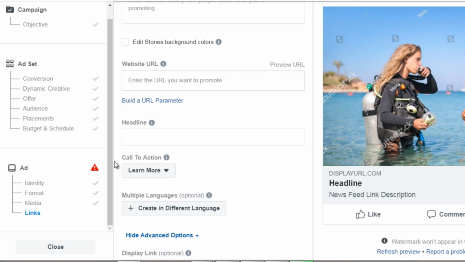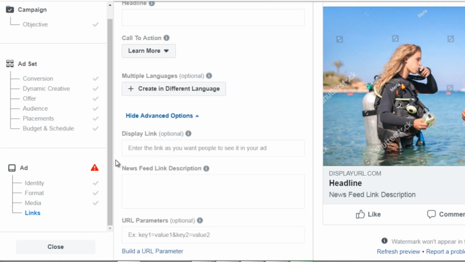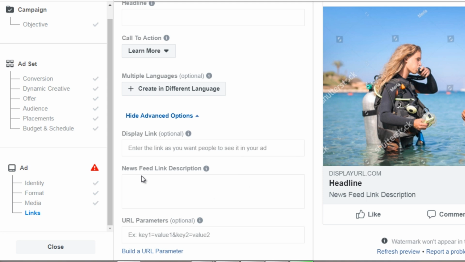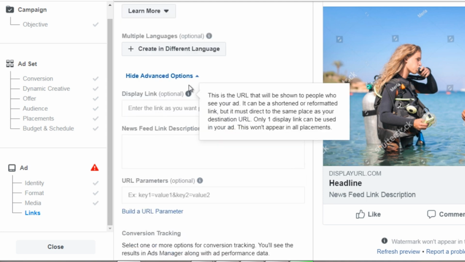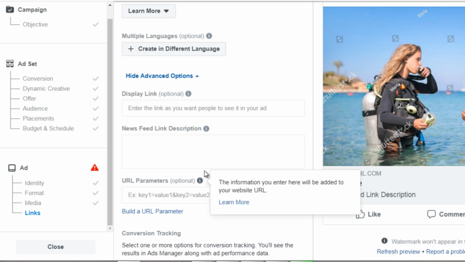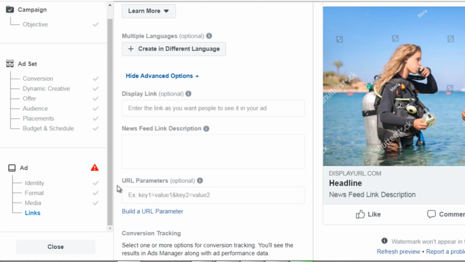And there we go. Now you can enter a display link, a newsfeed link description, but oftentimes we leave these blank. You got URL parameters. If you're not familiar with this, don't enter anything here. Basically, this allows you to track if you have a tracking system. And that's it.